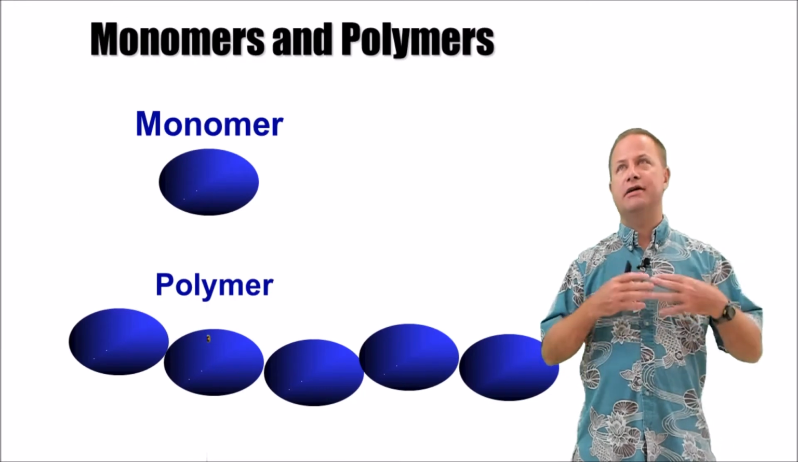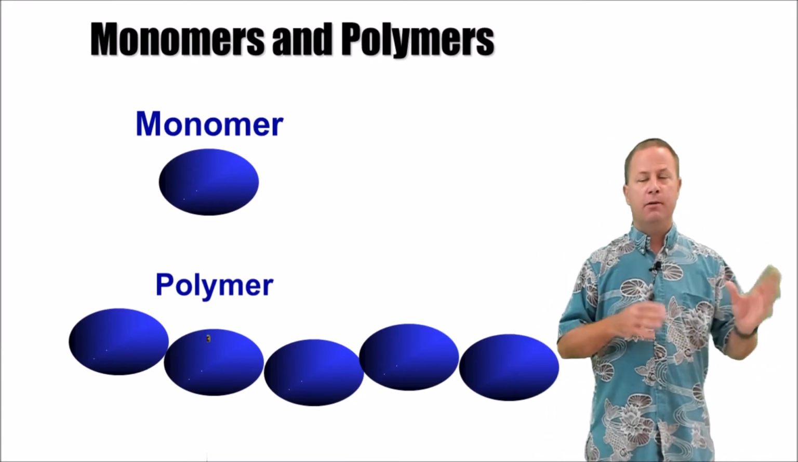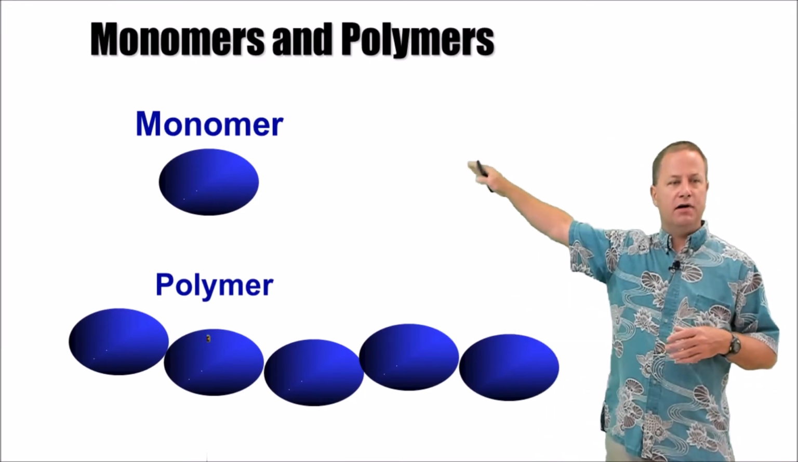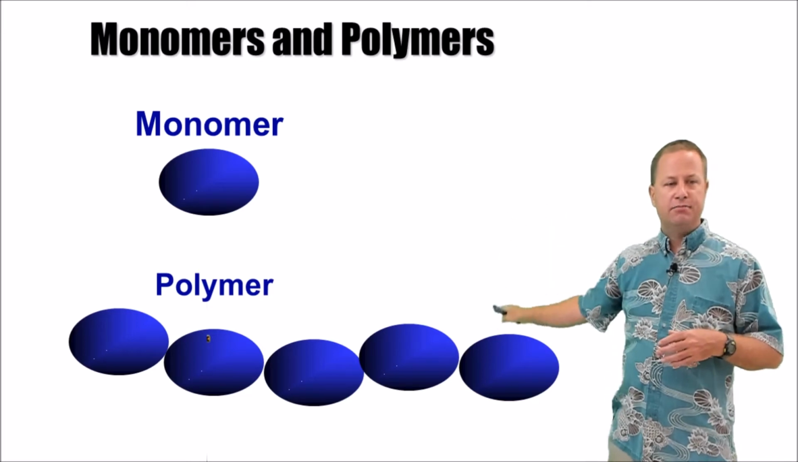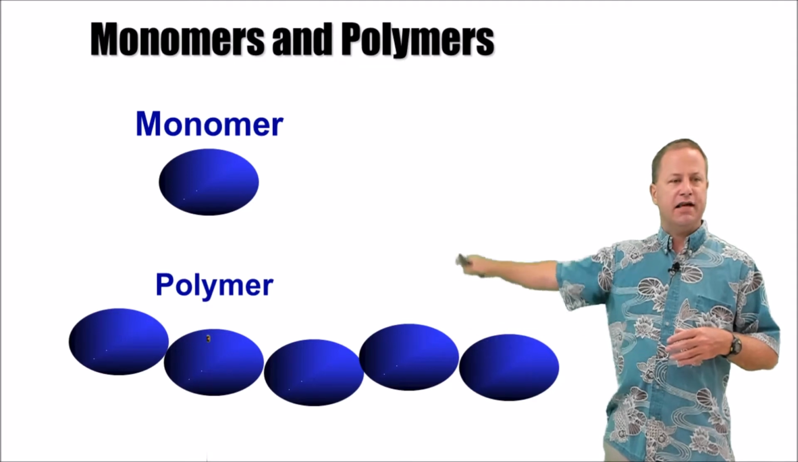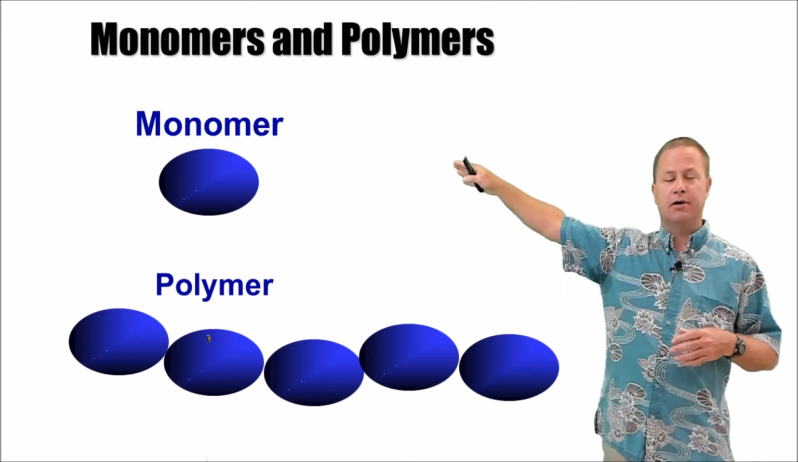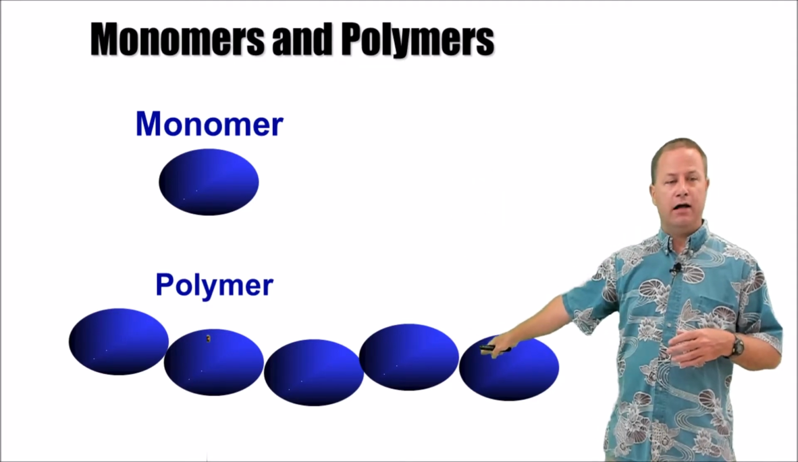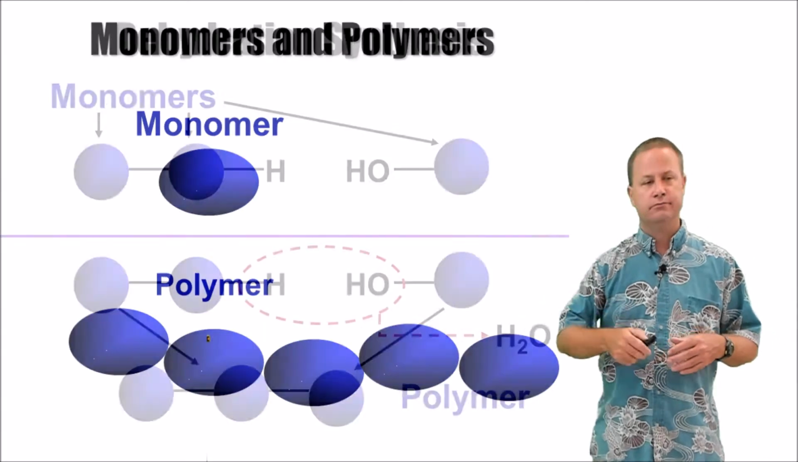Okay, so let's start out with a discussion of monomers and polymers. Remember, mono means one, so we have one single subunit here, and we link those monomers together via dehydration synthesis to make something called a polymer. For example, an amino acid would be a single monomer, and a protein or a polypeptide would be a polymer.